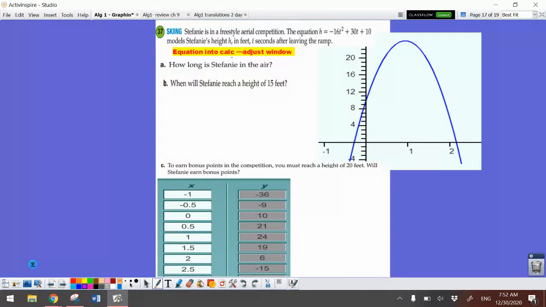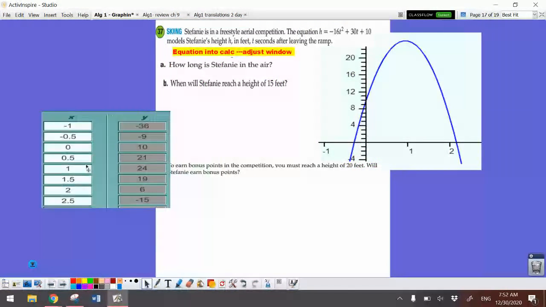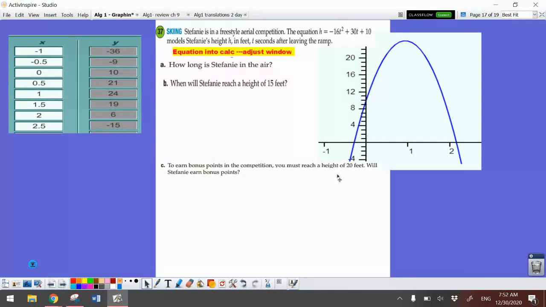All right, so let's take a look at an actual application here. I'm going to pull this to the side. We've got this freestyle aerial competition. That's where they ski off a giant hill and do flips and stuff in the air. They modeled her flight with negative 16t squared plus 30t plus 10. When we graphed it, it looked like this.